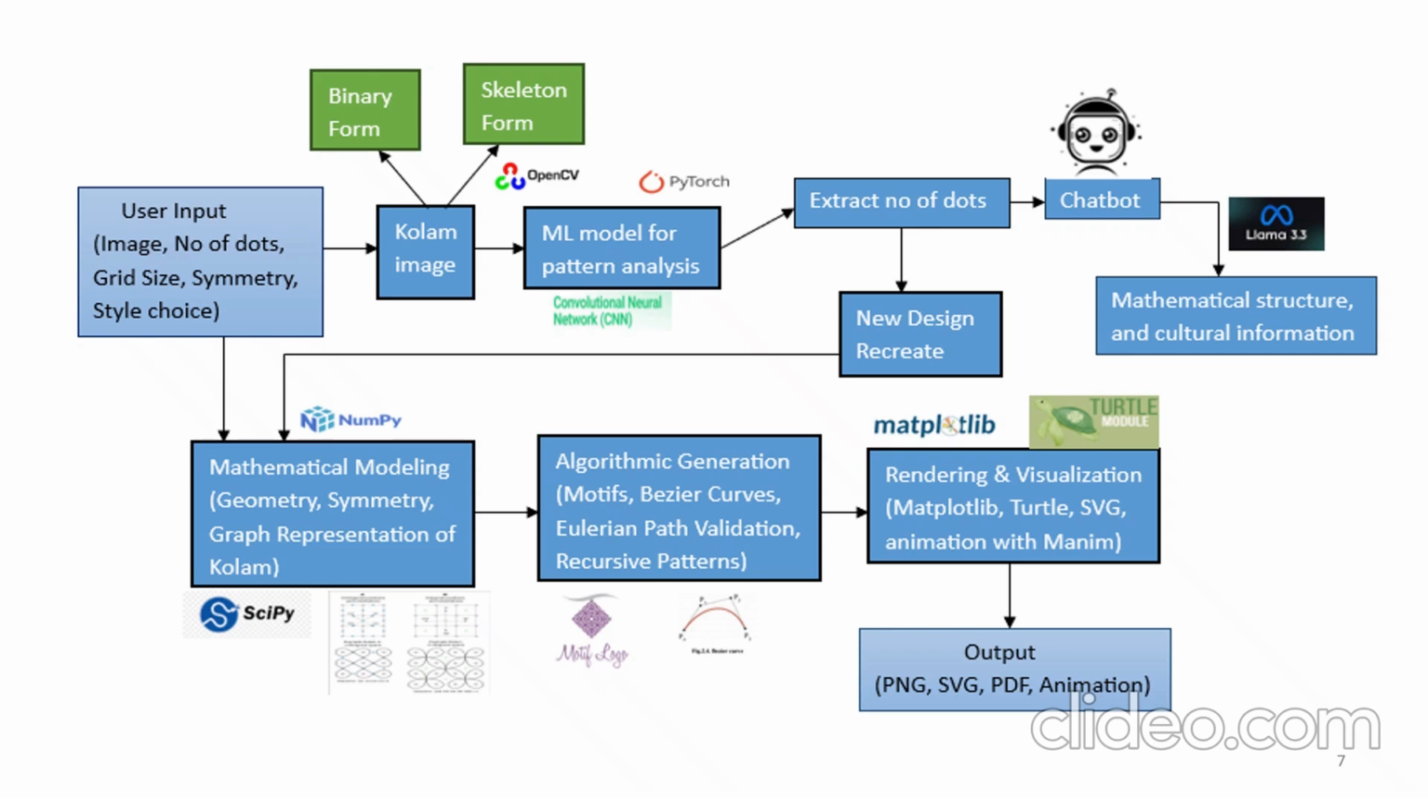Our next step is rendering and visualization. The validated design is rendered using Matplotlib, Turtle, and Manim animation. This produces smooth and scalable outputs like PNG, SVG, PDF, or even animation.